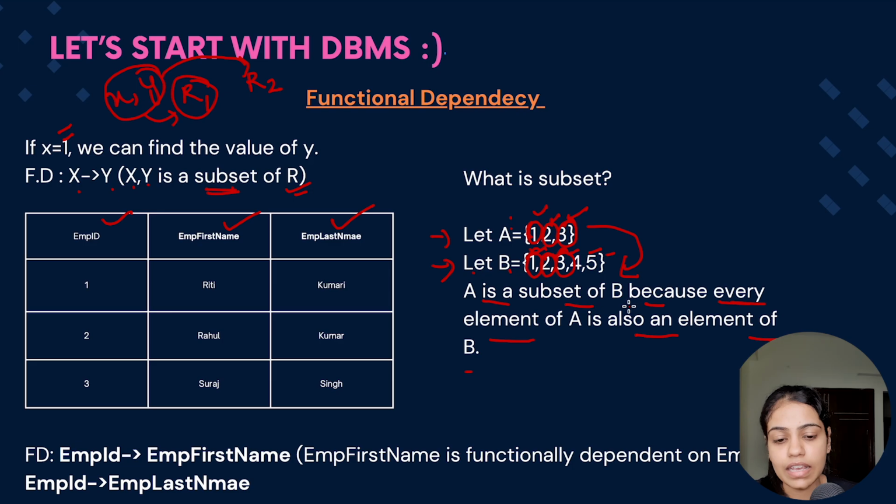So we can say that A is a subset of B because every element of A is an element in B.